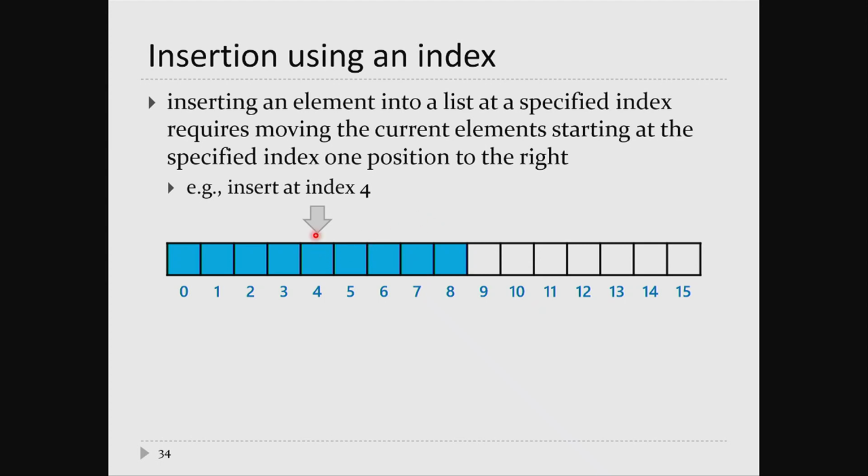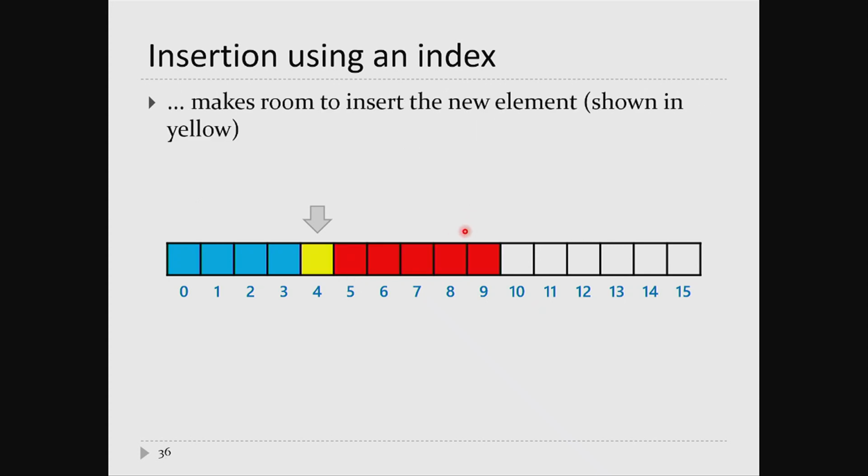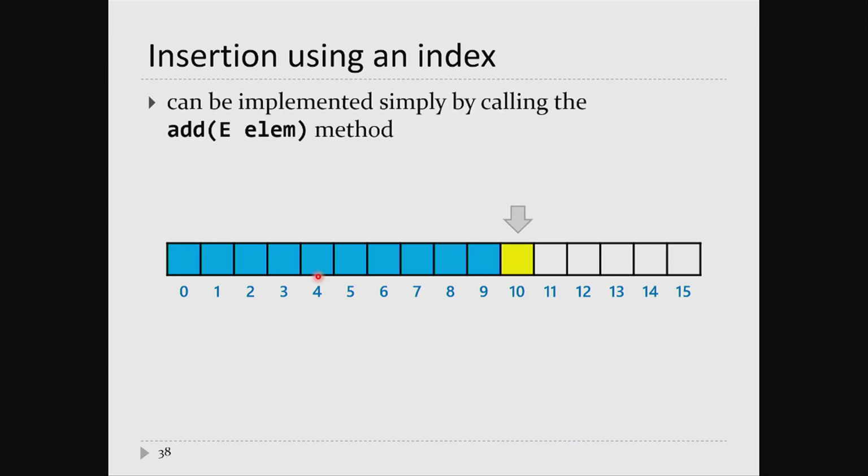You can't start moving from here, because if I move this one over one, I overwrite an existing element. So when you're moving to the right, you start from the end of the list. So I shift them over. That makes room for the element to insert, and then you just insert the element here.